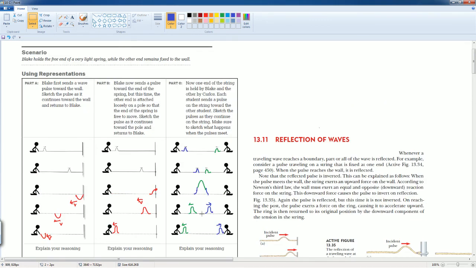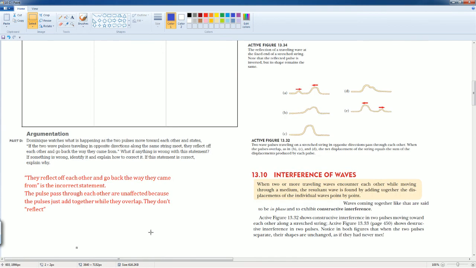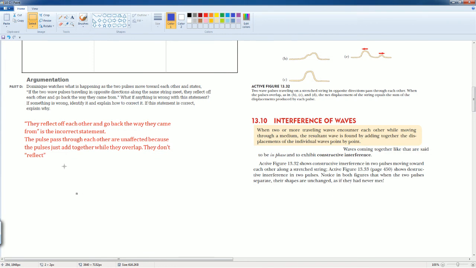So these two aren't reflecting. They just go past each other. Do you see? The green doesn't go back. It doesn't get reflected. The green is traveling left and it stays left. The blue is going right. It stays right. So there is no reflection here. Okay, there you go. Those are your solutions.